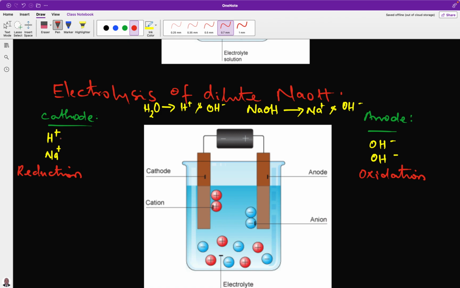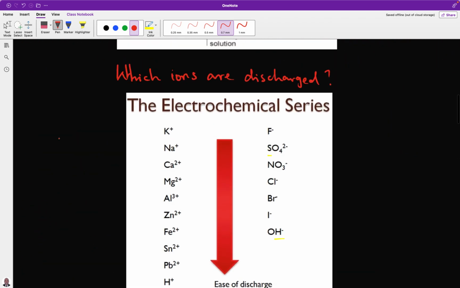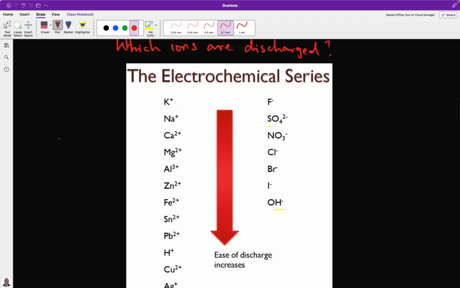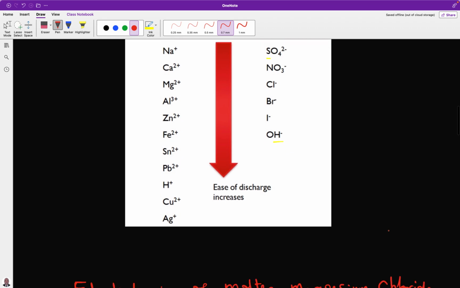Now, sodium ion and hydrogen ion, which one should be taken? As I told you, fellow learners, make sure you know the electrochemical series very well. The electrochemical series will guide you to know which of the ions is easily discharged. Between the sodium ion and the hydrogen ion, which one will be taken? The one of priority is hydrogen ion. So learners, remember this during your exams.